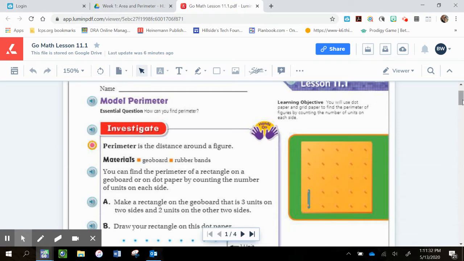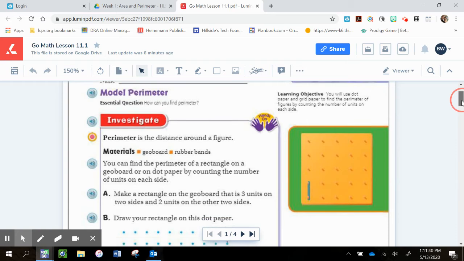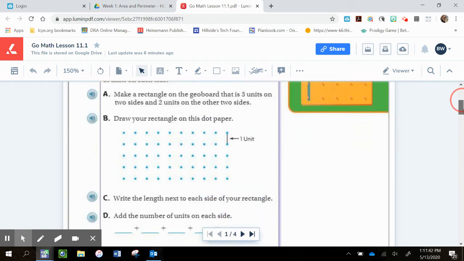You can find the perimeter of a rectangle on a geoboard or dot paper by counting the number of units on each side. You can also use graph paper. So what we're going to do is make a rectangle on the geoboard that is 3 units on 2 sides and 2 units on the other 2 sides. So we're going to use this dot paper here to draw our rectangle. And I'm going to use what we already have from this unit.